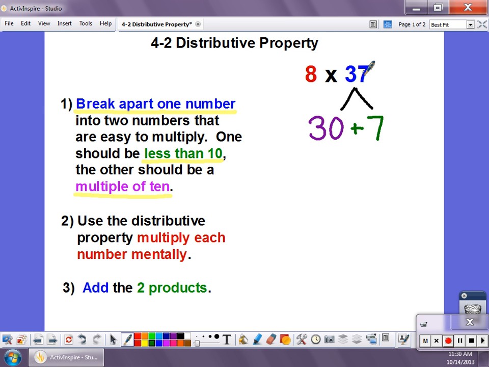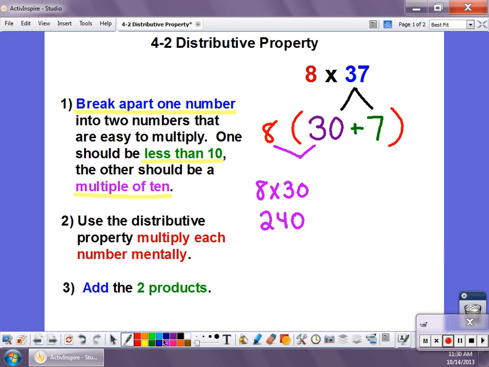Okay? Now, the reason I do this is because now I can take this 8 and multiply it by each of these two factors and get an answer very easily in my head. Let me show you. Okay, step 1. If I were going to do this part together, that says 8 times 30, because these parentheses mean multiply. So I'm going to do 8 times 30, which gives me an answer of 240.